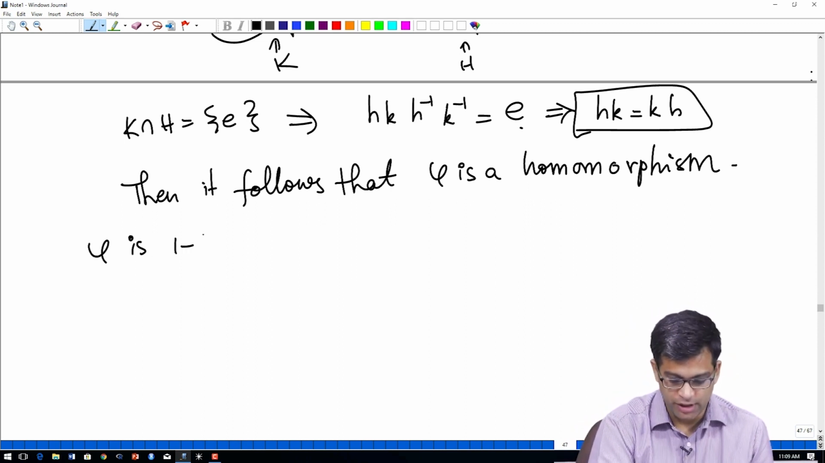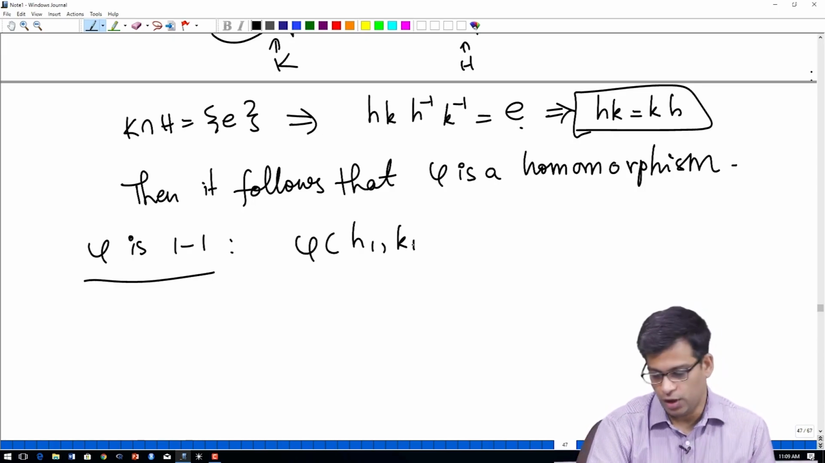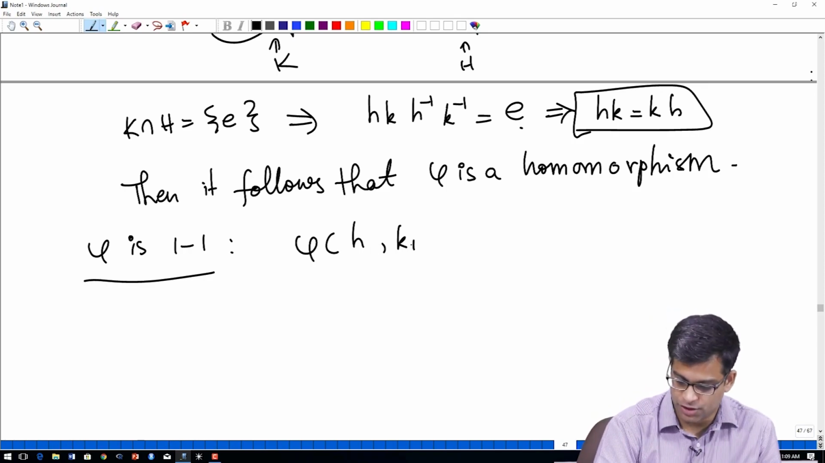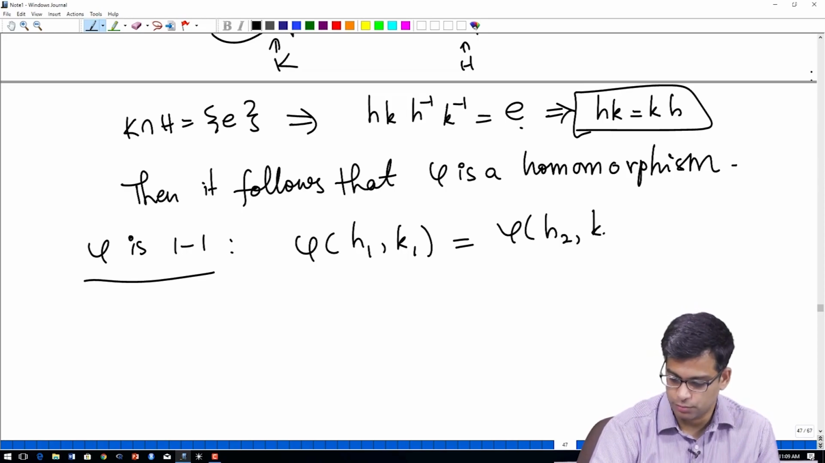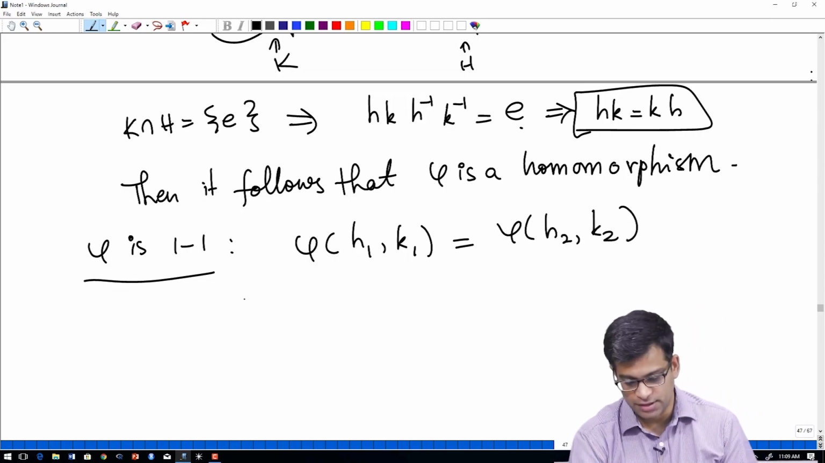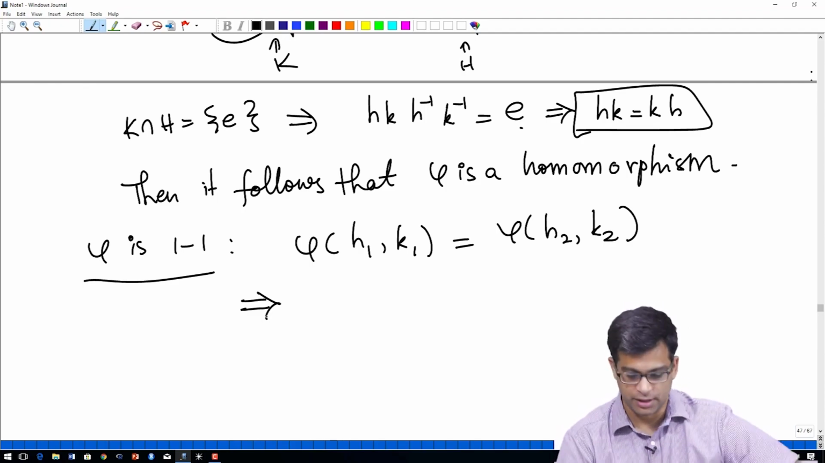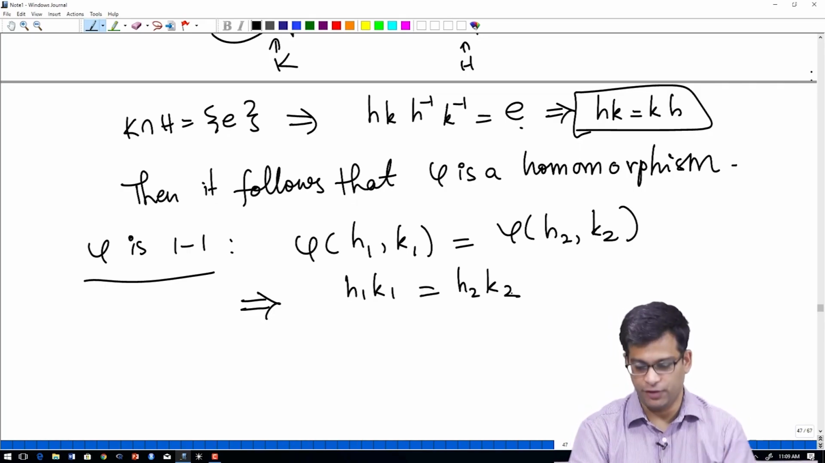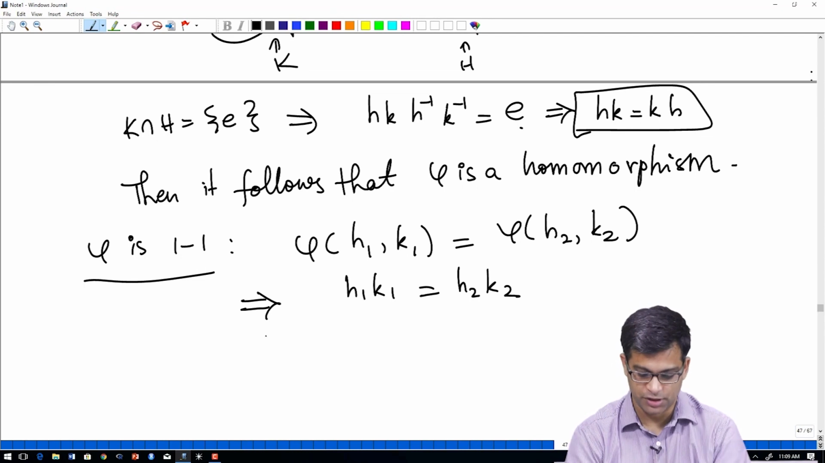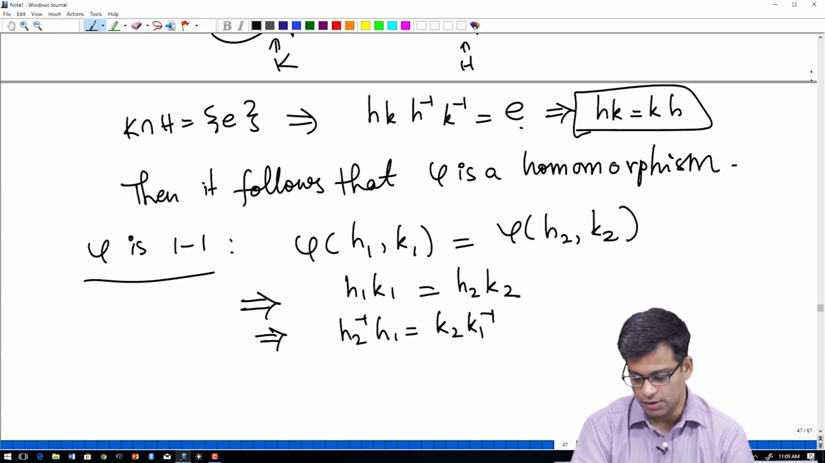So let's prove that phi is 1 1. Suppose that phi of h1 k1 equals phi of h2 k2. If two things map to the same thing, I want to conclude those two things are equal. That is the map phi. It takes h1 k1 to h1 times k1. But that means h2 inverse h1 is k2 k1 inverse.